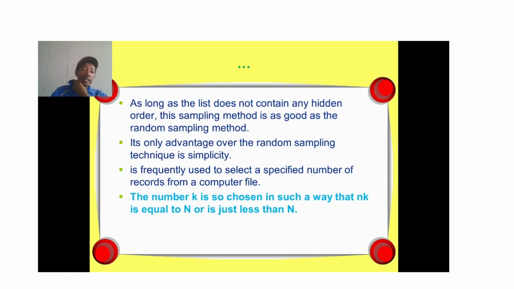So as long as the list does not contain any hidden order, this sampling method is as good as random sampling method. Hidden order, what do we mean by that?